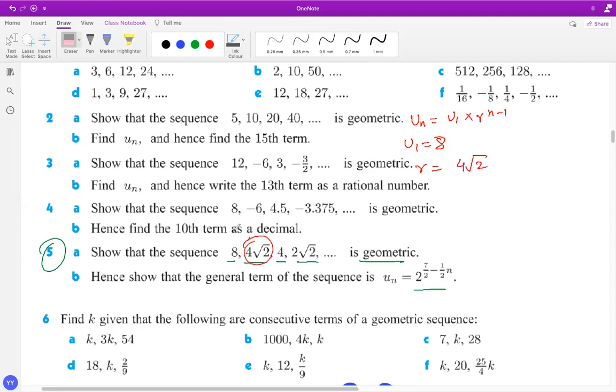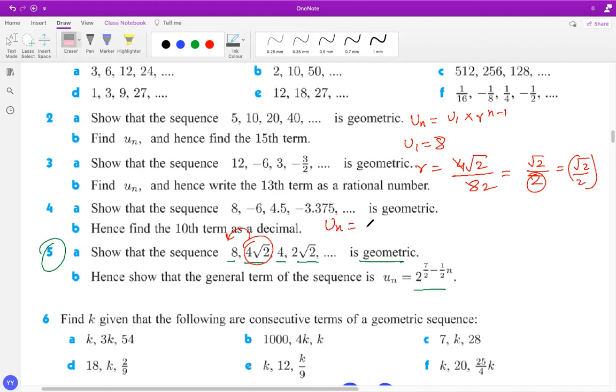I mean the 4 root 2 divided by 8. So that's going to be this gets cancelled. Here is 2. And if I take root 2 over 2, you can keep it this way itself. So root 2 over 2, this is the answer for the ratio. Now what we get is the nth term formula.